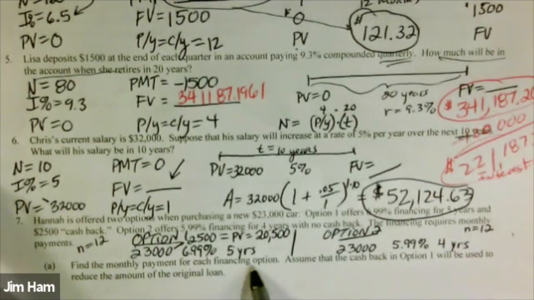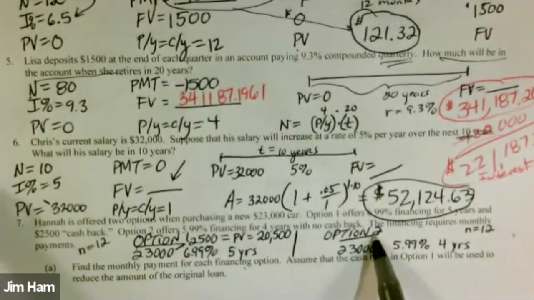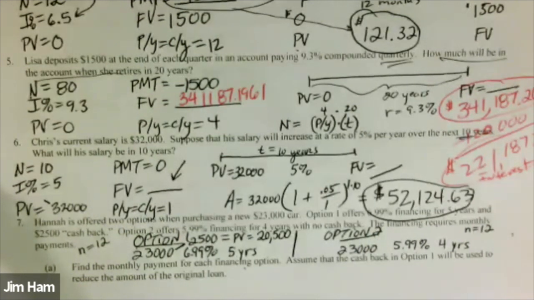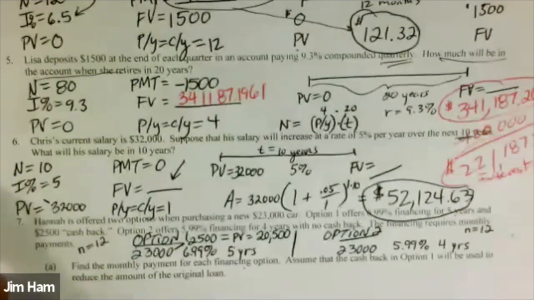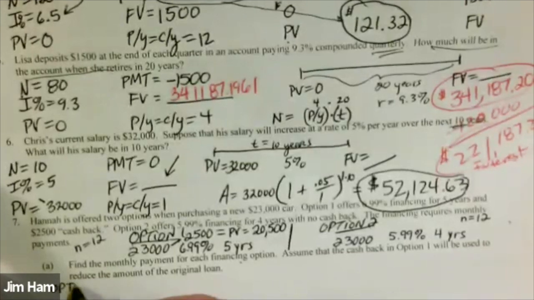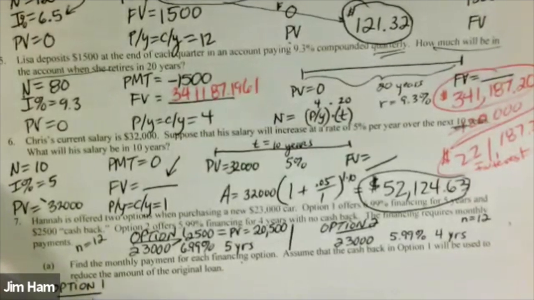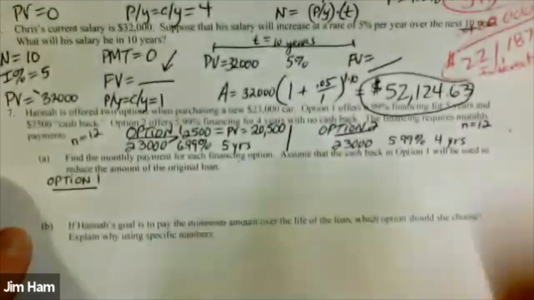And it says determine the monthly payment for each of the two options and then decide which option is best if your goal is to pay the least amount for the car. Okay, so let's do option one first. Both of these require use of the TVM solver.